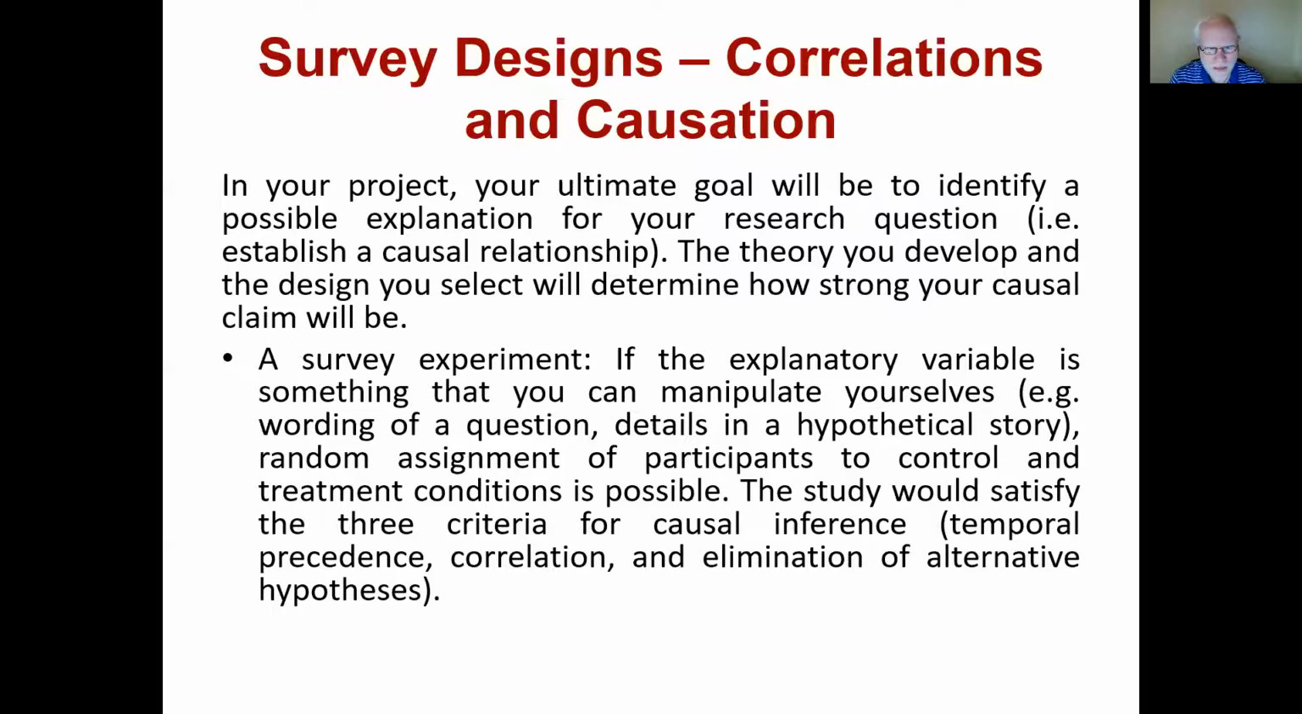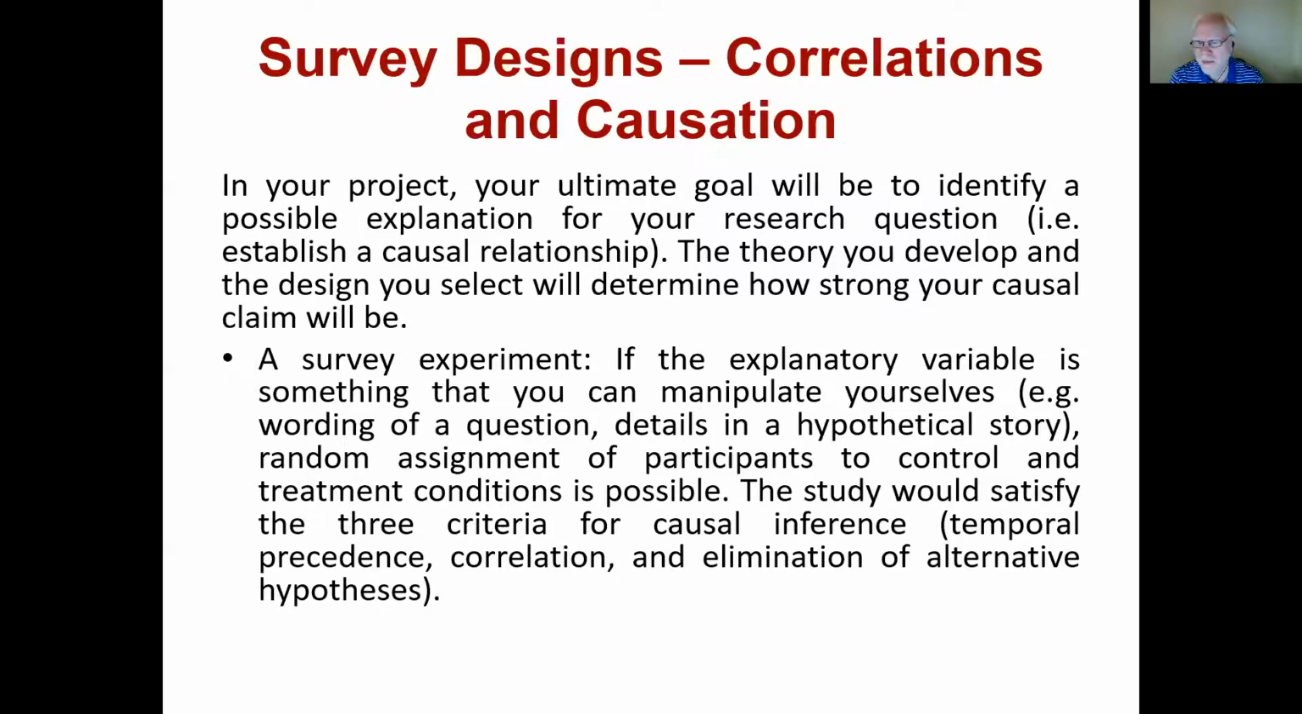So when you're thinking about your projects, your ultimate goal will be to identify a possible explanation for your research question. You're going to have a research question, and you're going to have a thesis about what you believe the answer to be. So the ultimate goal is establishing a causal relationship. The theory you develop and the design you select will determine how strong your causal claim will be.